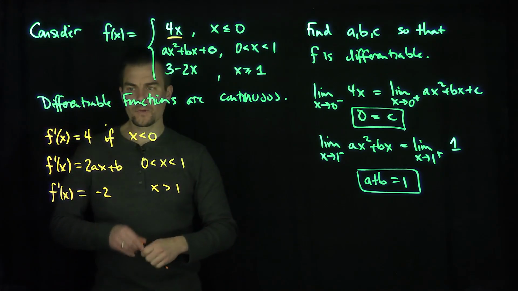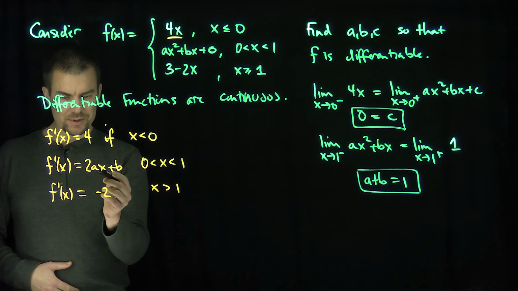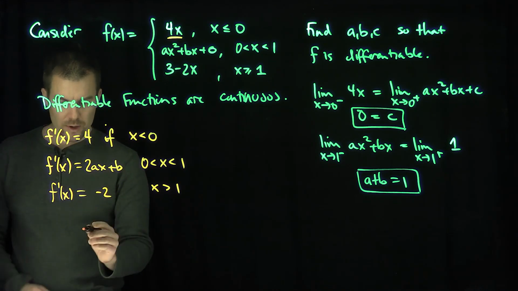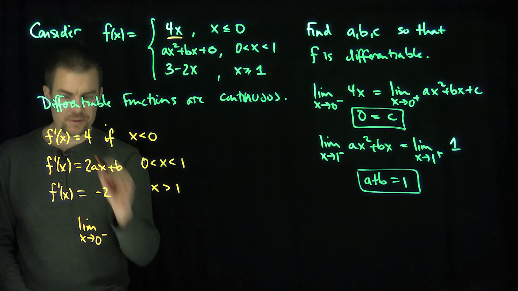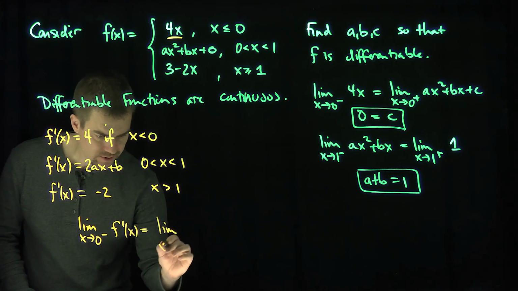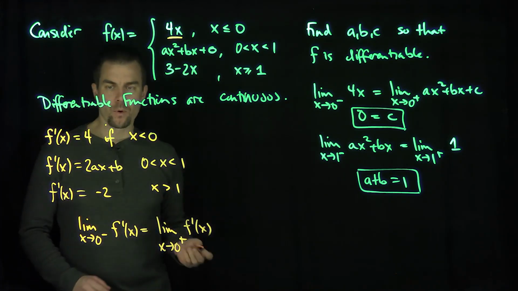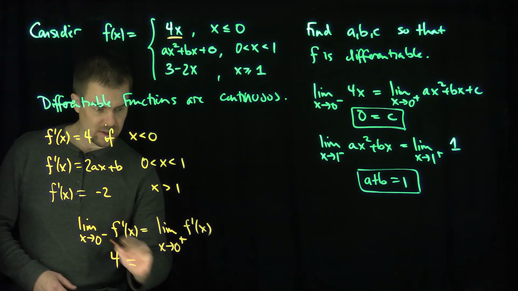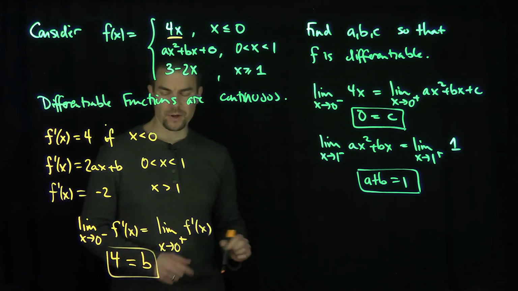Okay. So what do I want to have happen? In other words, I'd like as x goes to 0, this to be the correct slope. So what should we have for b? The limit as x goes to 0 from the left of f prime of x should be equal to the limit as x goes to 0 from the right of f prime of x. And what will that be? So this over here is going to be a 4, and this is going to be a b. So we have that b is equal to 4.